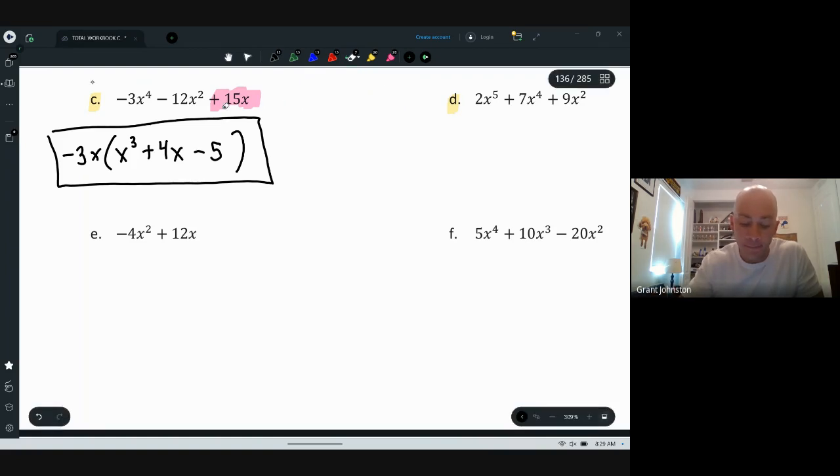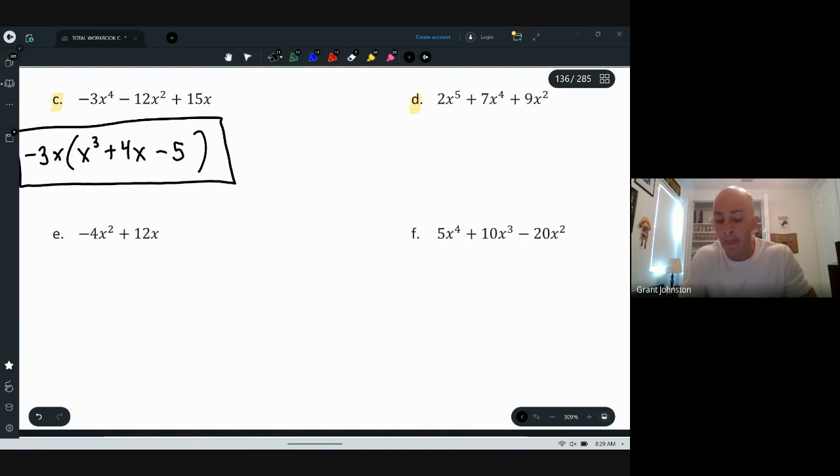Okay. Let me show you one more, D. So first I look at the numbers. I have a 2, a 7, and a 9. So I ask, what's the greatest common factor?